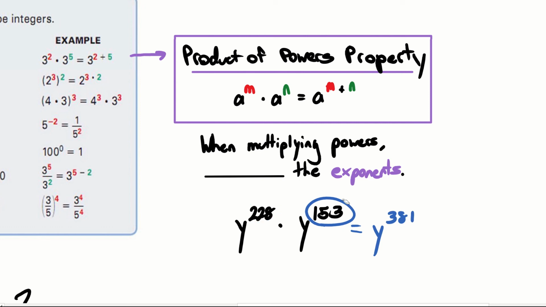And we saw that this really makes sense because if you have 228 y's strung together through multiplication, and then you added another 153 y's strung together through multiplication, and you counted up all of them, you'd have 381 y's all multiplied together. Well, a much better way of saying y times y times y times y times y times y 381 times is simply saying y to the 381st. So this is the first of several properties of exponents. This product of powers property says a to the m times a to the n is equal to a to the m plus n. In other words, when multiplying powers, you need to add the exponents.